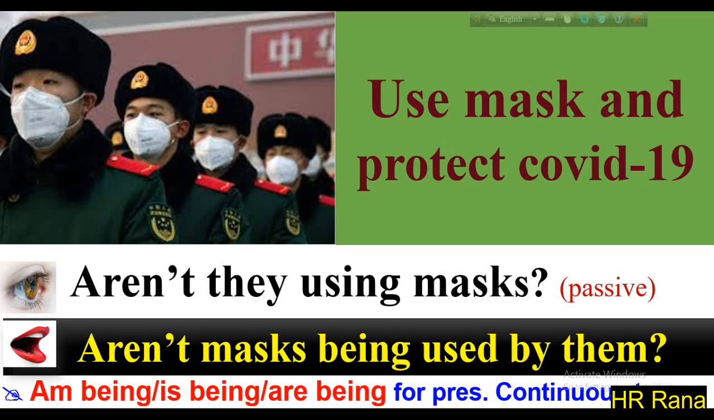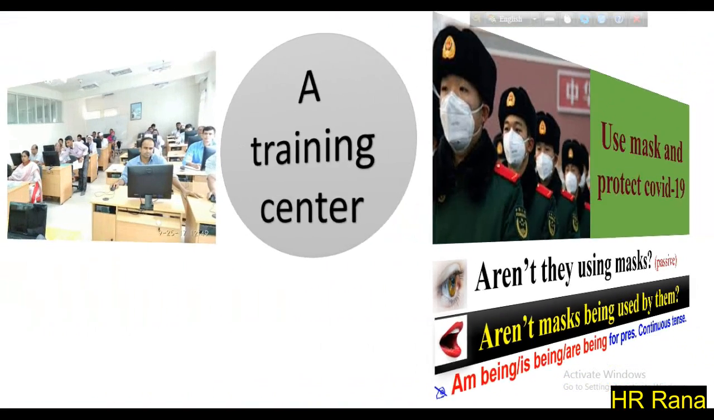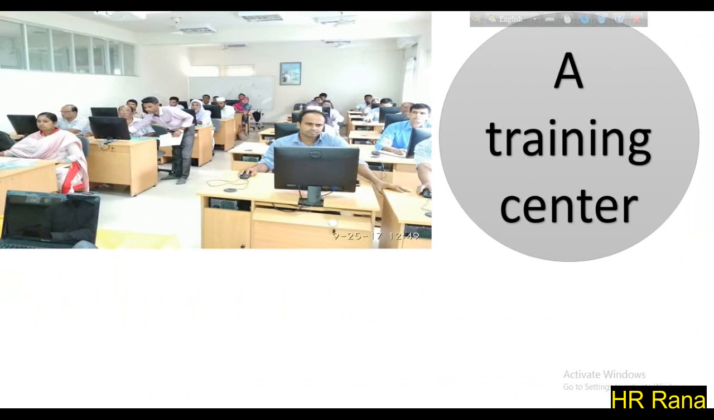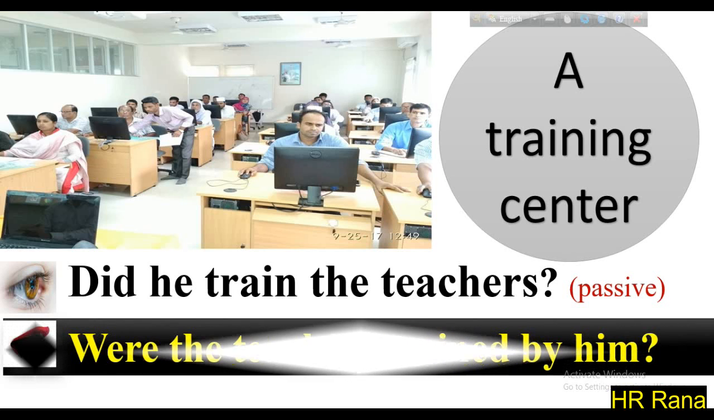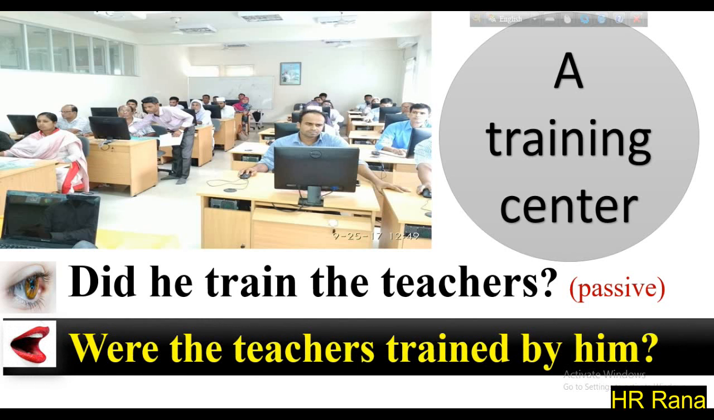Just am being, is being, or are being for present continuous tense, right? Okay, now next slide. You can see a training center. Someone is training the teachers. Okay, "Did he train the teachers?" If you find "did" at first, this is past indefinite tense, but the sentence is an interrogative sentence, right? Okay, did will be was or were according to the subject. Now check your answer: "Were the teachers trained by him?"